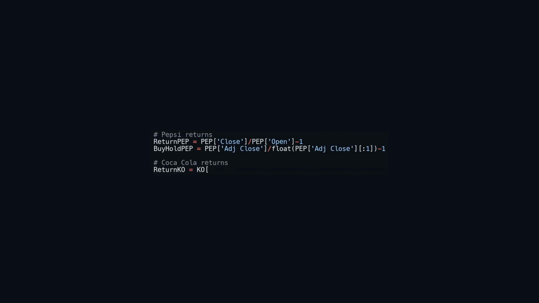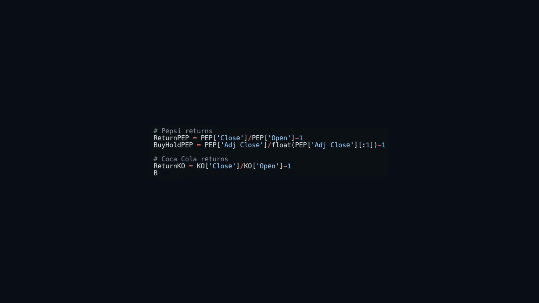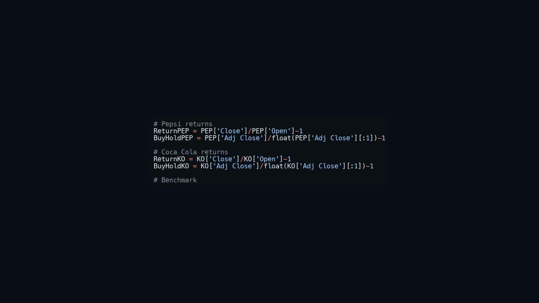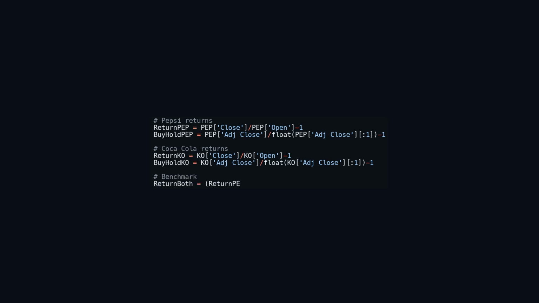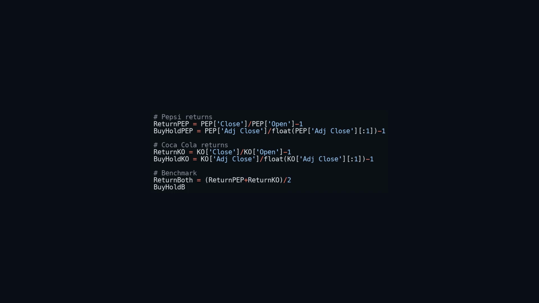This code calculates the returns for Pepsi and Coca-Cola stocks over a specified period. It first determines the daily return for each stock by comparing the current closing price to the opening price and expressing the result as a percentage change. The buy and hold return for each stock is computed by measuring the percentage change from the adjusted closing price on the first day to the current adjusted closing price. Finally, the code averages the daily returns of both stocks to create a benchmark return and averages the buy and hold returns while using forward filling to address any missing data points, ensuring a complete time series of returns.